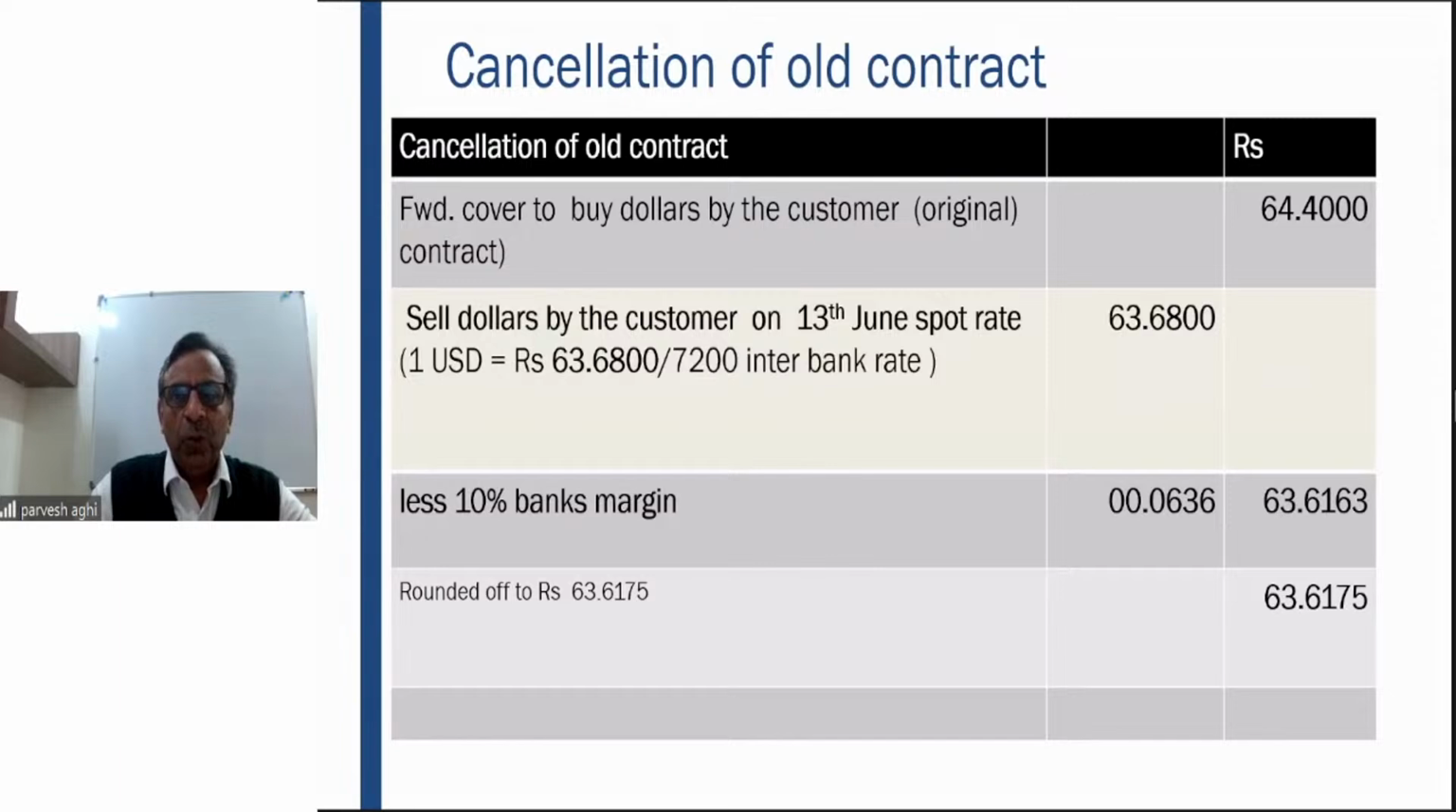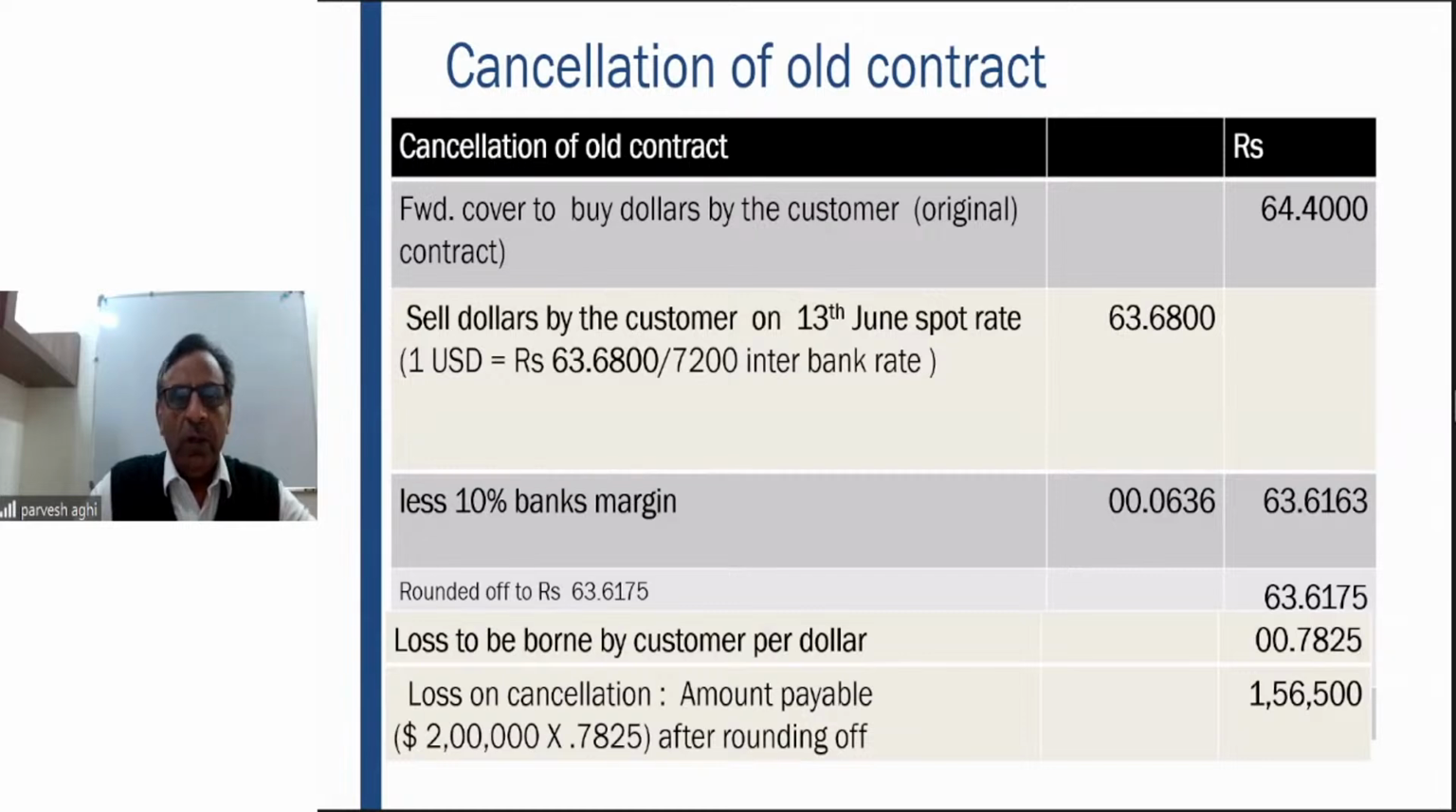The original contract was booked at 64.40. New contract was for the customer. Sorry, now this is a cancellation. So this is your first bought, and now you're going to sell. So on 13 June, at the spot rate, it was sold. So the rate was 61.6175. First, you bought the dollars from the bank, then you sold the dollars to the bank, and the loss was 0.78, which turns out to be 1,56,000 on $2 lakh.